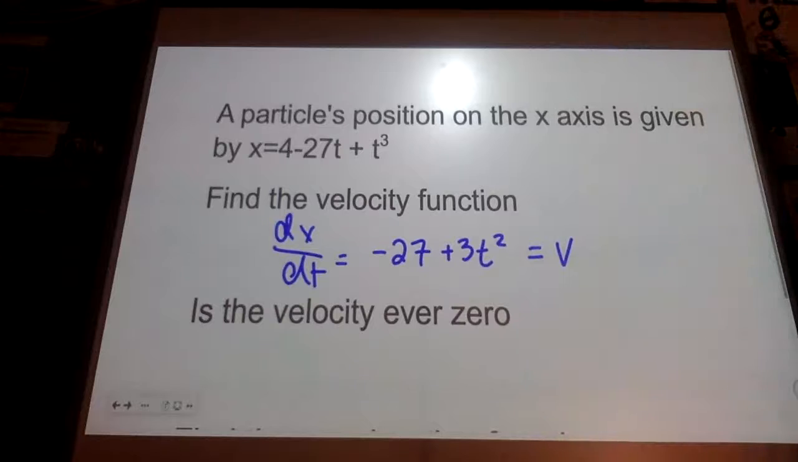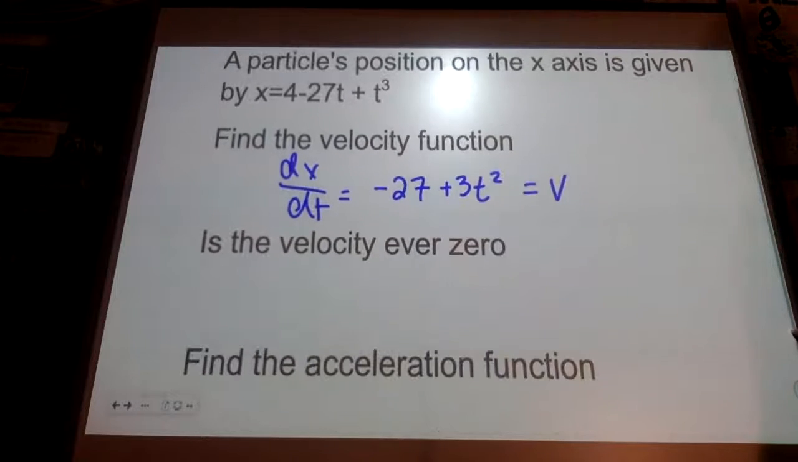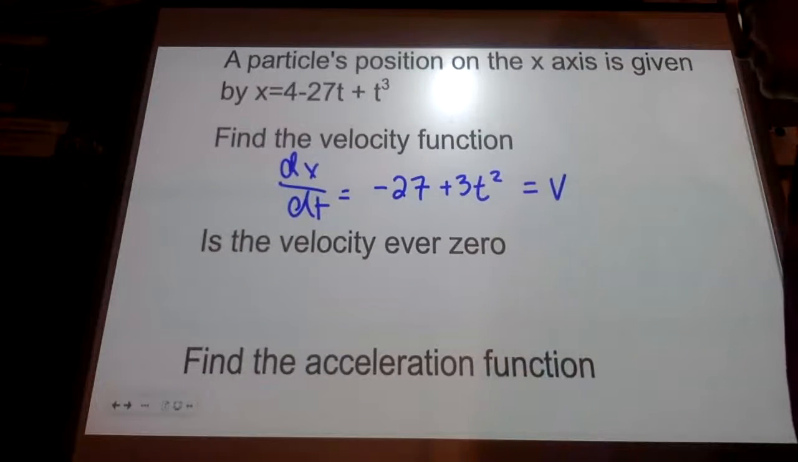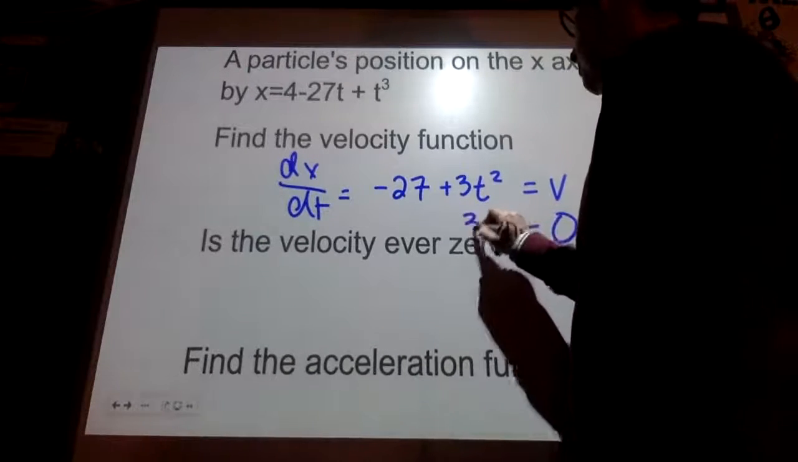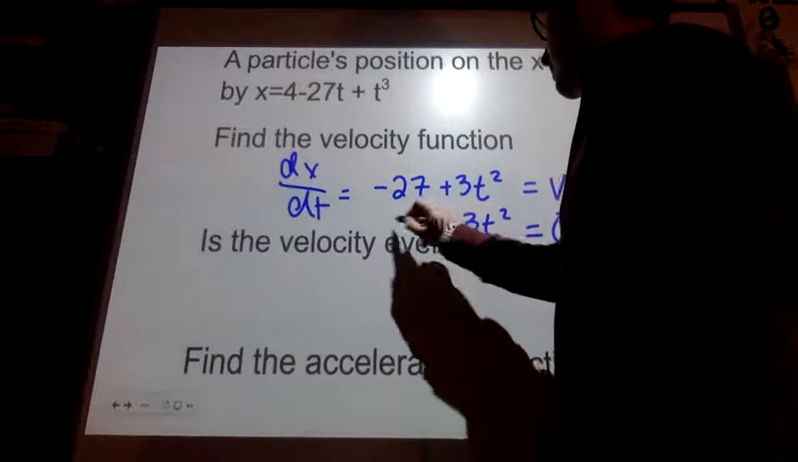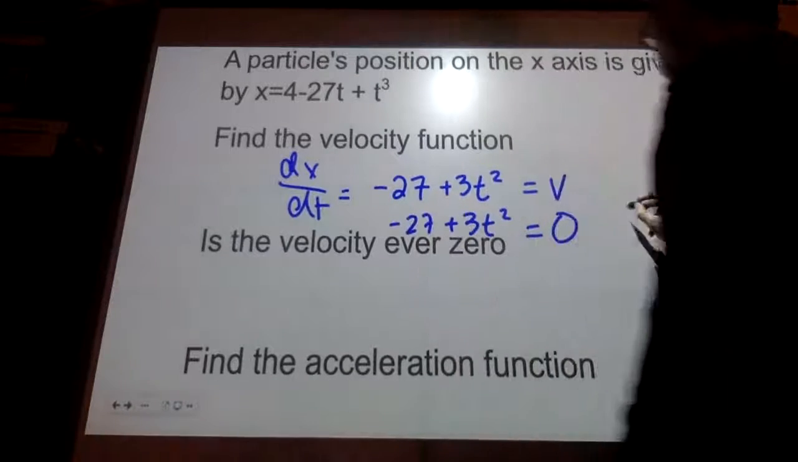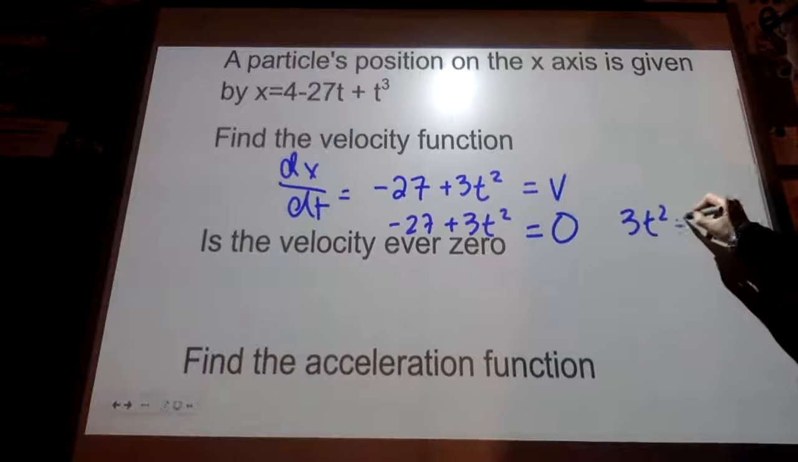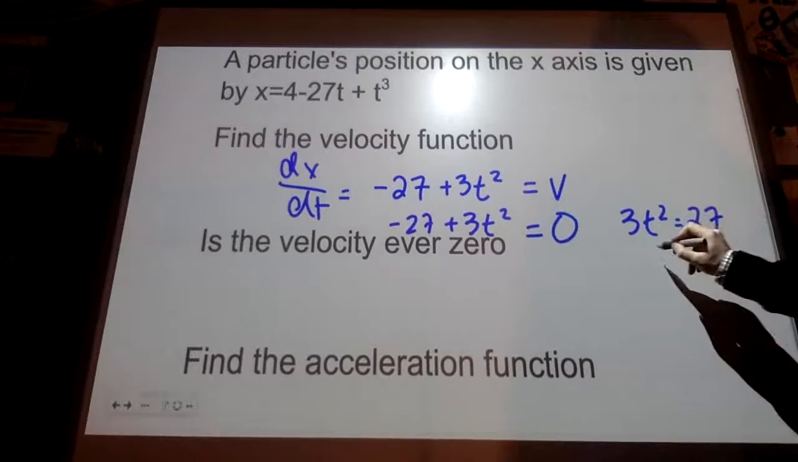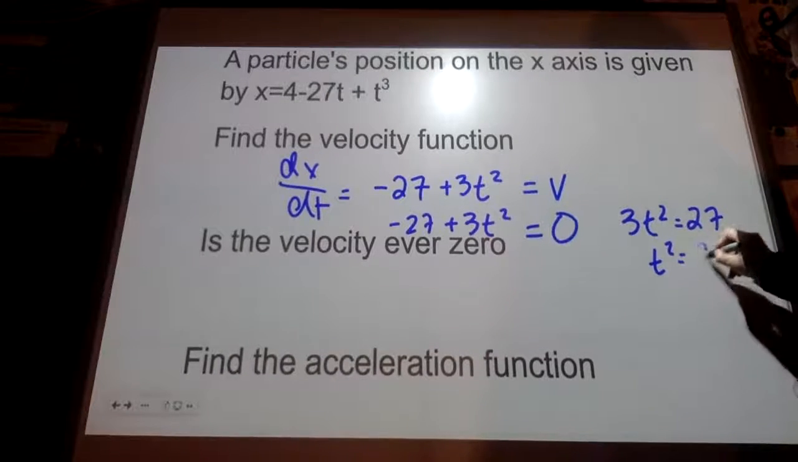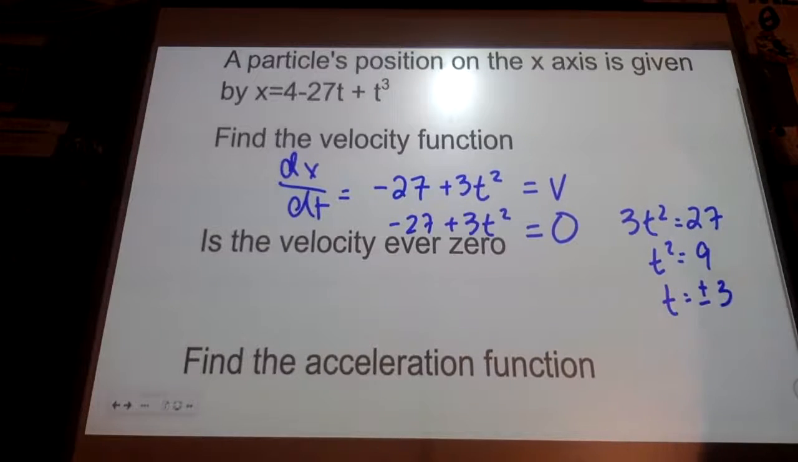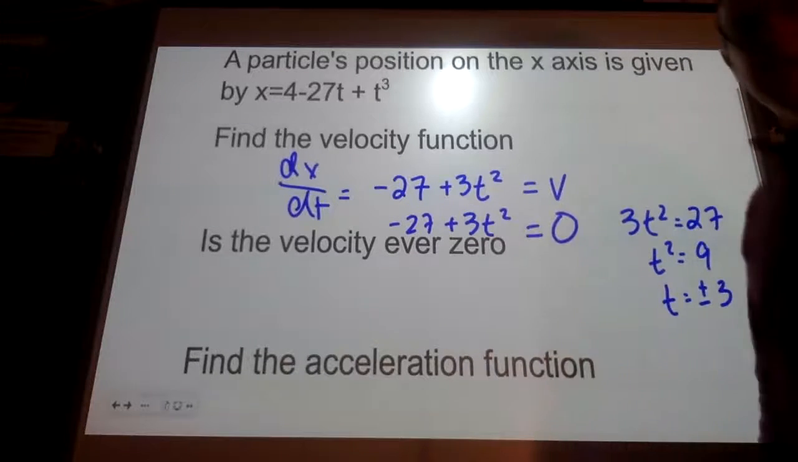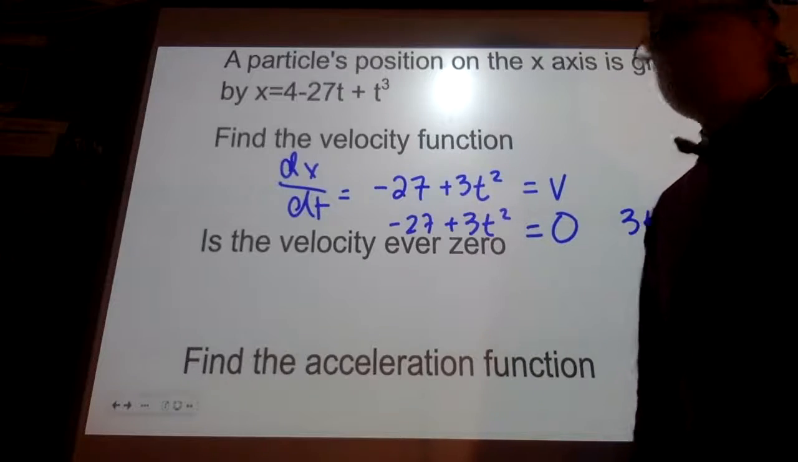Is going to be equal to my velocity. Is the velocity ever zero? So can I set this equal to 0? And I'm going to get that 3t squared equals 27. So t squared is going to be equal to 9. So t would be plus or minus 3. And so yes, at 3 seconds it would be 0.